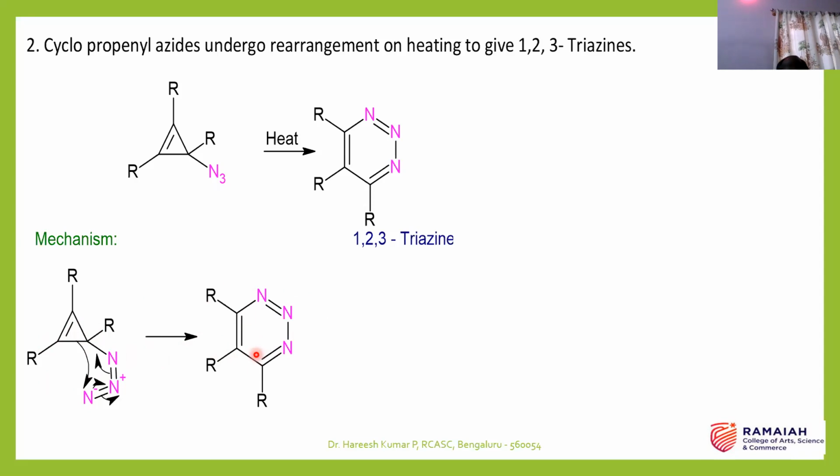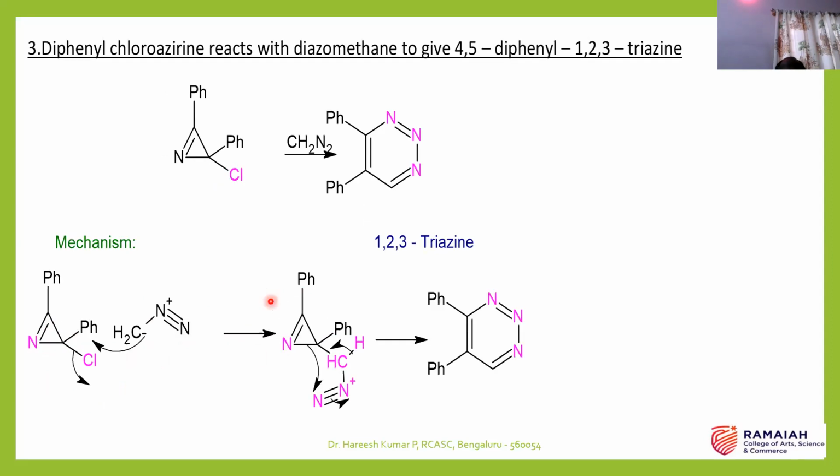Okay, so with this, I will take one more method of preparation of 1, 2, 3 triazine. Here I am taking again the diphenyl cyclopropyl chloride. When it is treated with diazomethane, I think you are aware of diazomethane and its application, it will act as a nucleophile and also as a 1,3 dipolar addition. So here what will happen?